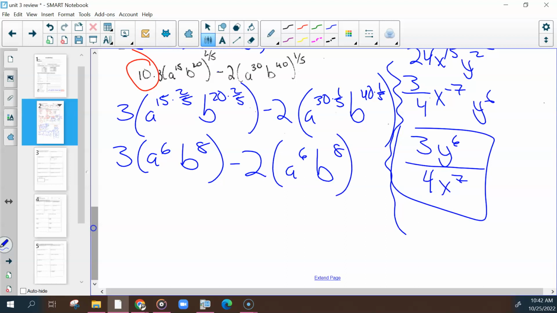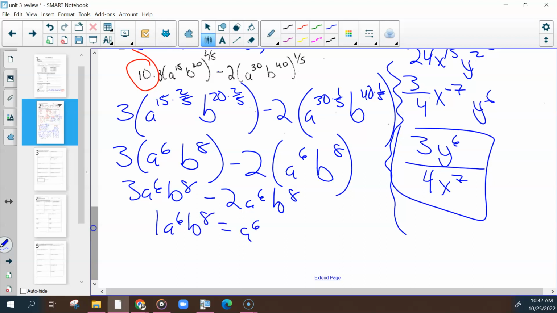Once you have this, you can drop the parentheses and just put 3 and negative 2 next to it. Then it becomes a problem of combining like terms, which you have to have the same variables and the same exponents. Do you have the same variables and exponents? Yes. So then I can just combine 3 and negative 2 to become 1, or just a to the 6.